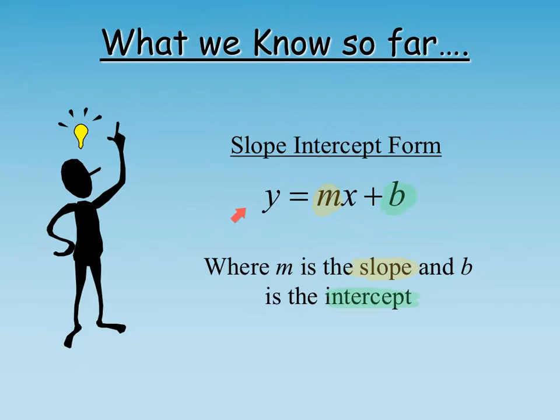We know the slope-intercept form is y equals mx plus b, where m is the slope and b is the intercept.